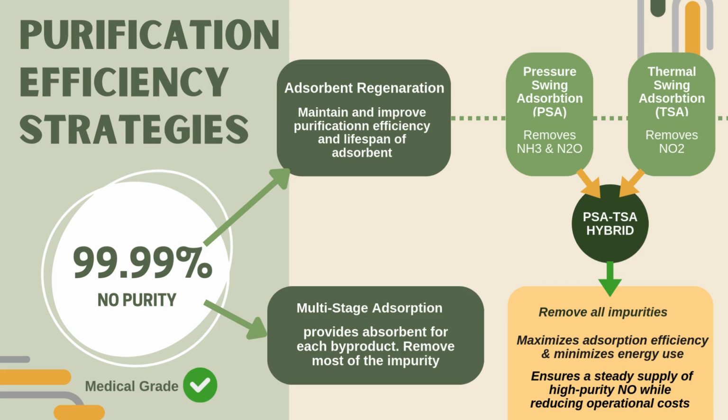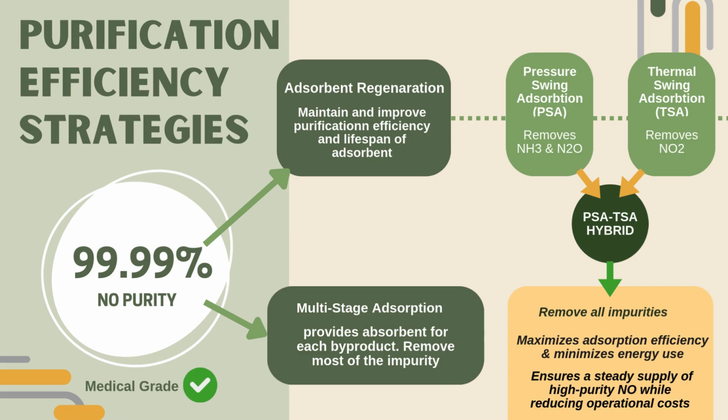We utilize 2 primary adsorption techniques: pressure swing adsorption or PSA, which specifically targets and removes NH3 and N2O, and thermal swing adsorption TSA, which focuses on eliminating NO2. To maximize our efficiency, we combine these 2 methods into a PSA-TSA hybrid. This approach ensures the removal of all impurities, optimizes energy use, and guarantees a consistent supply of high purity nitric oxide, all while keeping the operational costs down.